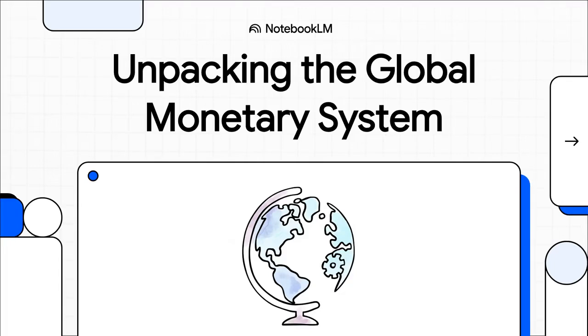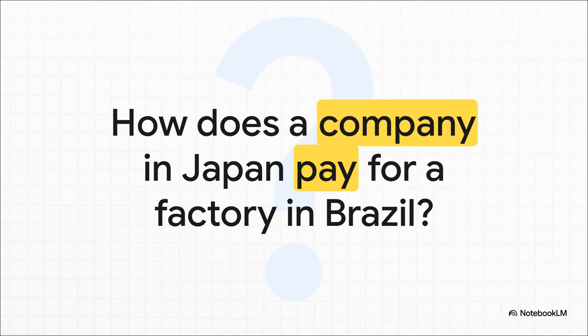Welcome to the Explainer. Today, we're pulling back the curtain on the invisible architecture that powers the entire global economy, the international monetary system. So let's start with a classic business puzzle. A company in Japan wants to build a brand new factory over in Brazil. Now, they've got plenty of Japanese yen, but they need to pay their Brazilian workers and suppliers in Brazilian real. How does that money actually get from point A to point B, safely and efficiently?